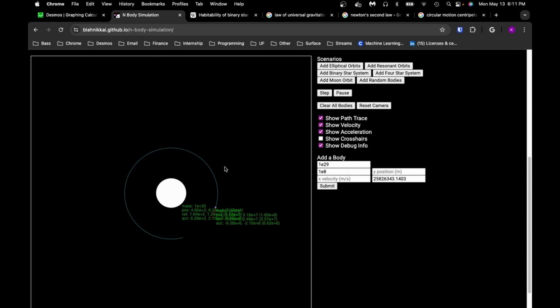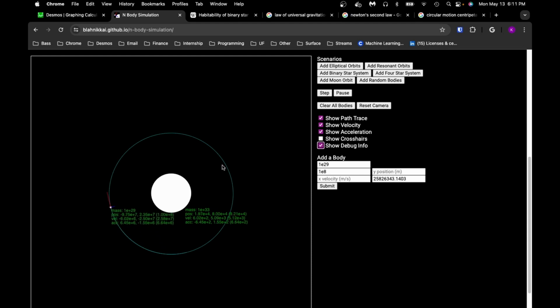We can use the debug info actually. And if we look at the position, then this magnitude of position there in the parentheses gives us the distance from the origin. And you can see that it changes a little, but it's still pretty circular. And we can also show that if we add bodies of different masses, it'll have the same orbit.